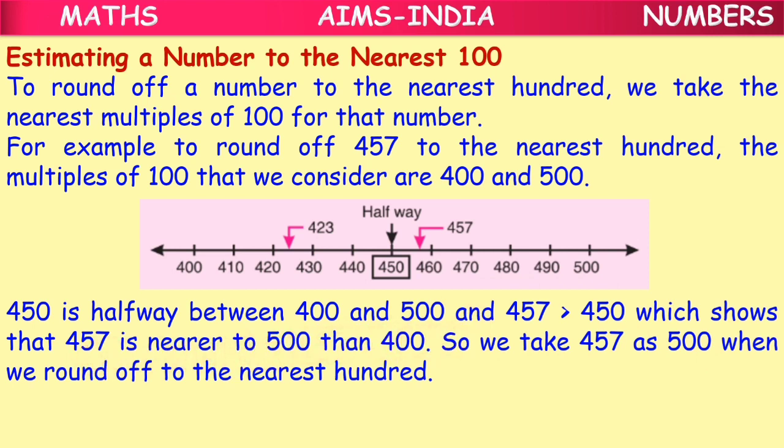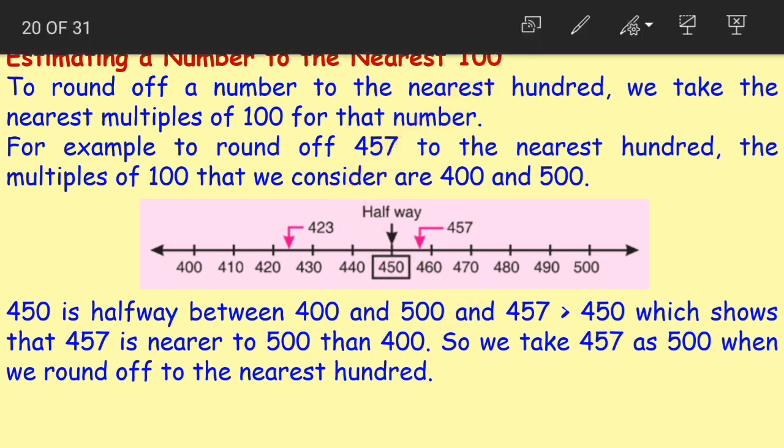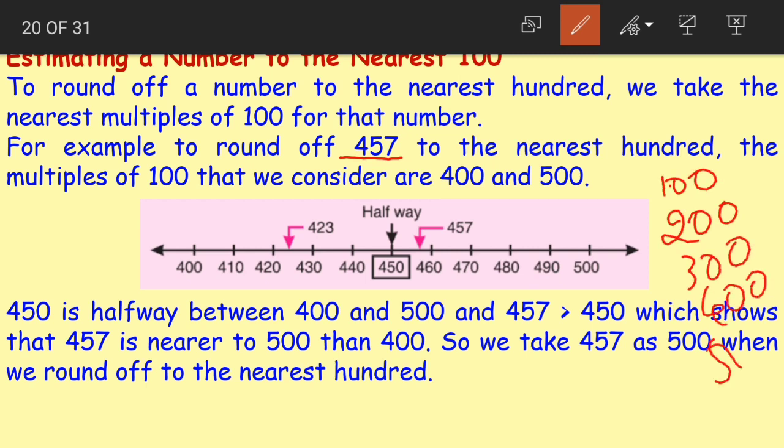Did you understand this, students? We are estimating the given number, which is 457, to the nearest 100. See, this is 457. It is not a perfect 100. What will the perfect 100 be? 100, 200, 300, 400, 500 and so on, right? The multiples of 100. The given number should be represented as a multiple of 100.